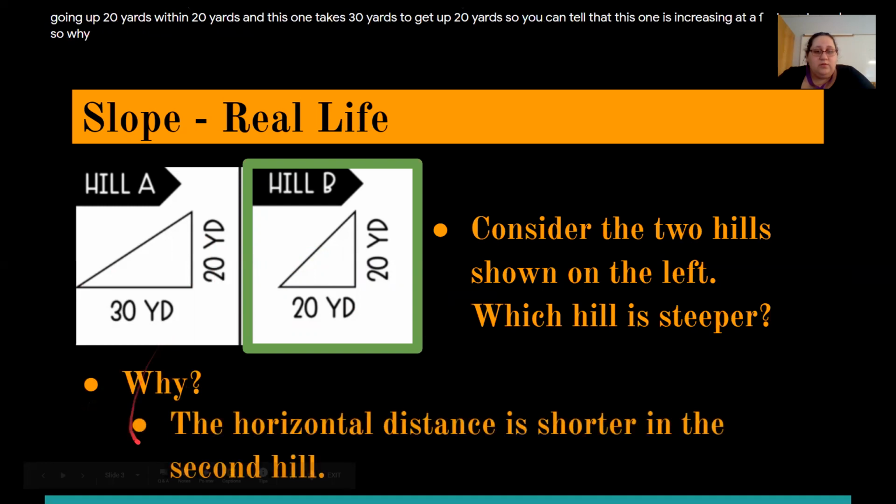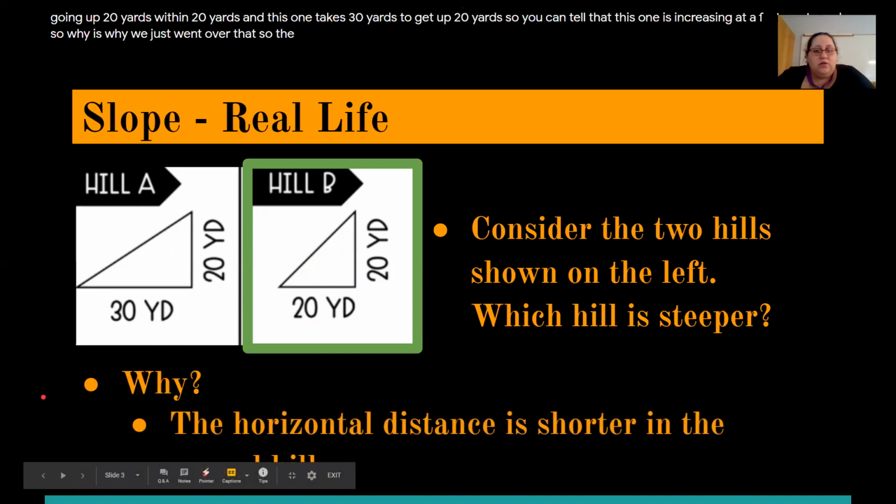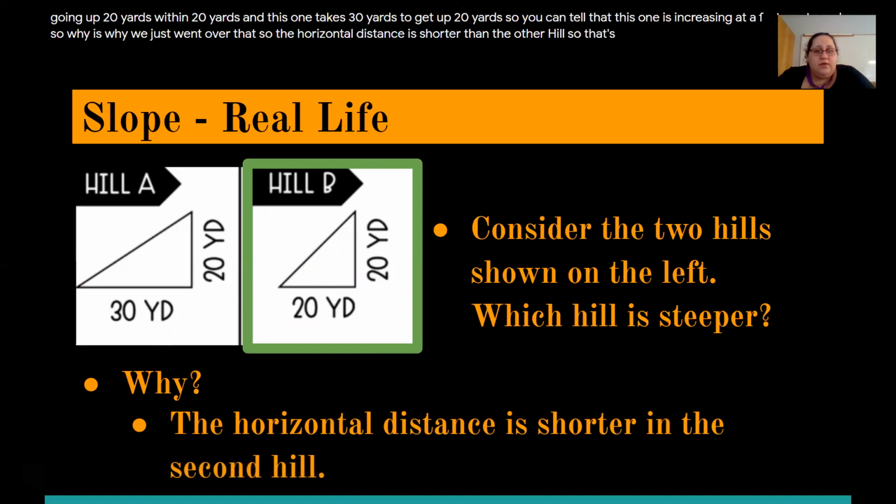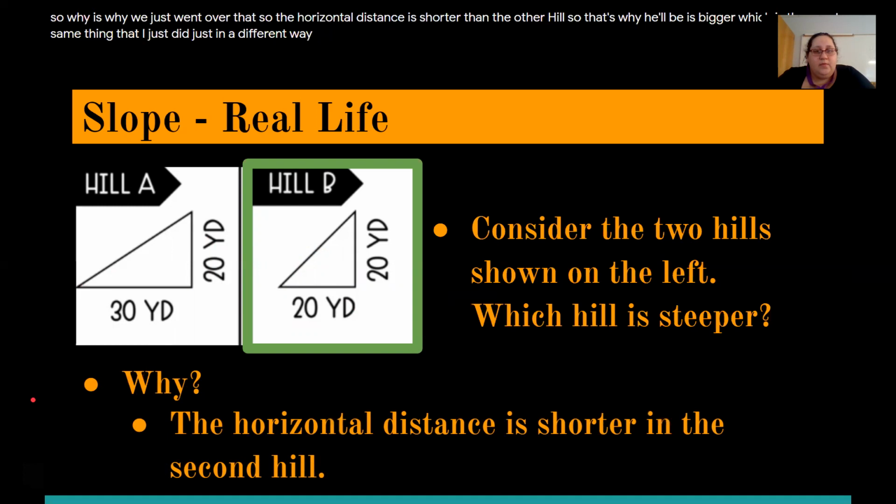And so that's why we just went over that. The horizontal distance is shorter than the other hill. So that's why hill B is steeper, which is the exact same thing that I just did, just in a different way.